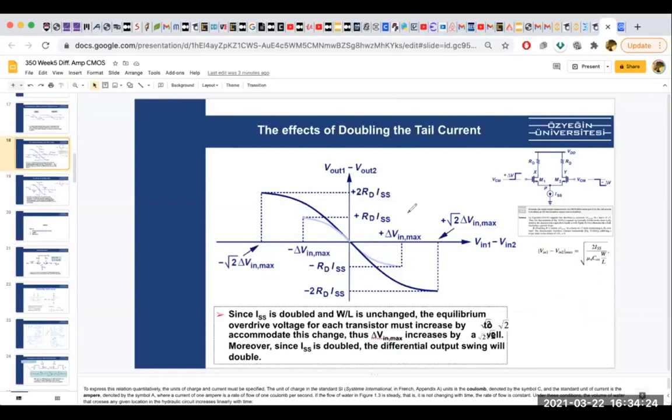So this is a good question. It's in Razavi, you can check it. It's saying that we know the characteristics, V out 1 minus V out 2, and the x-axis is V in 1 minus V in 2. So the characteristics was this one, right? Starting like this. So what happens when we double the tail current? Instead of ISS, what happens if this is 2 ISS?